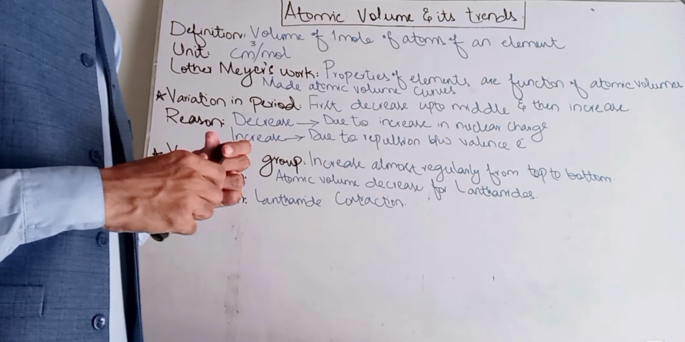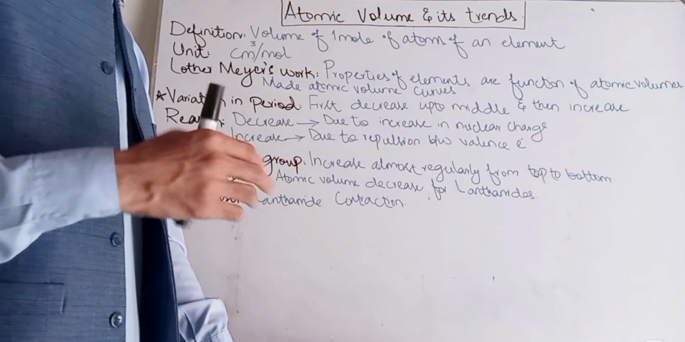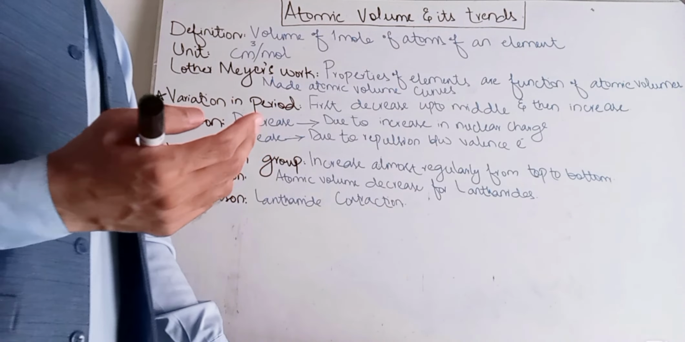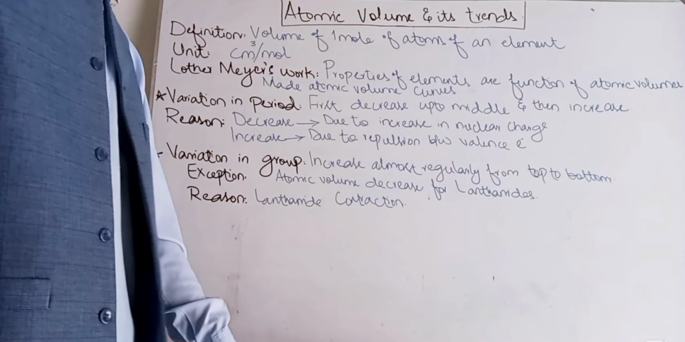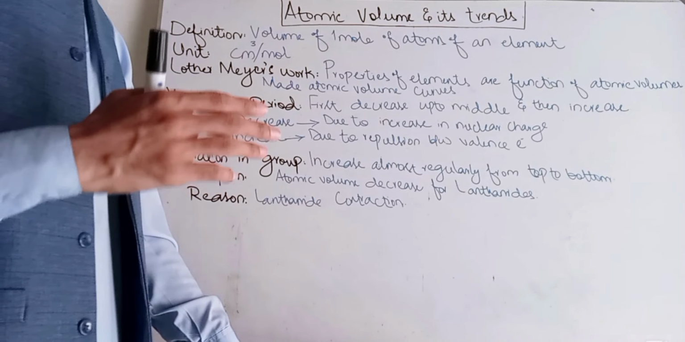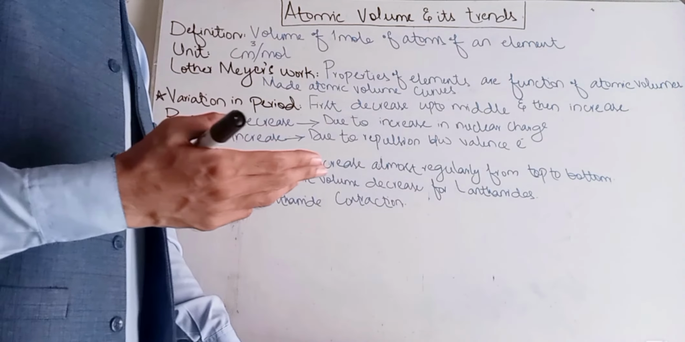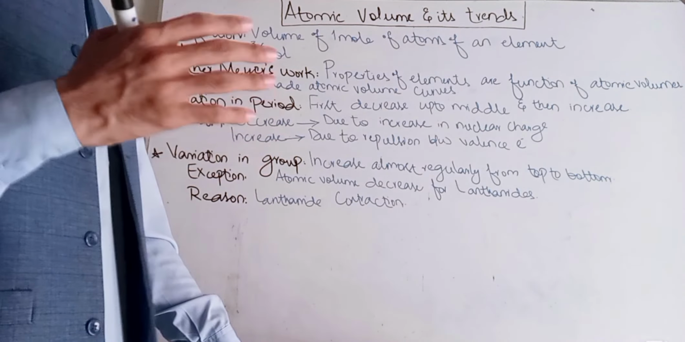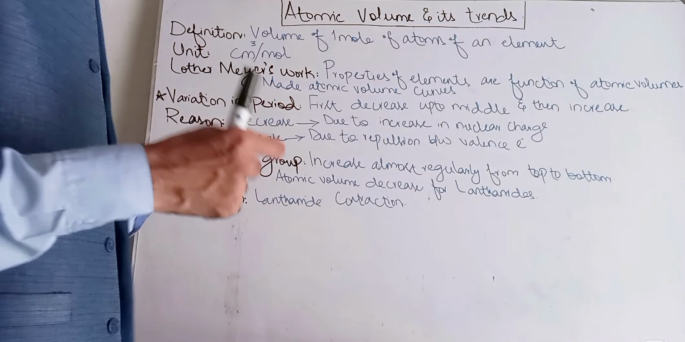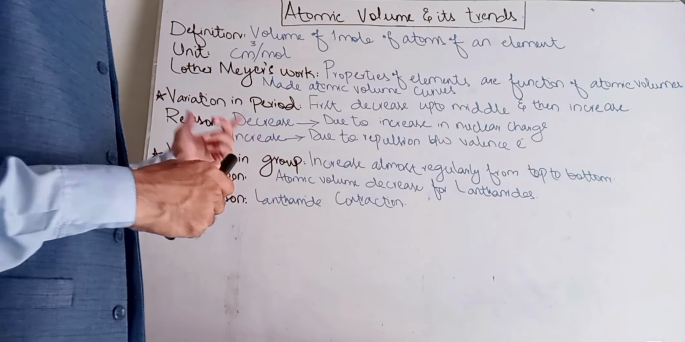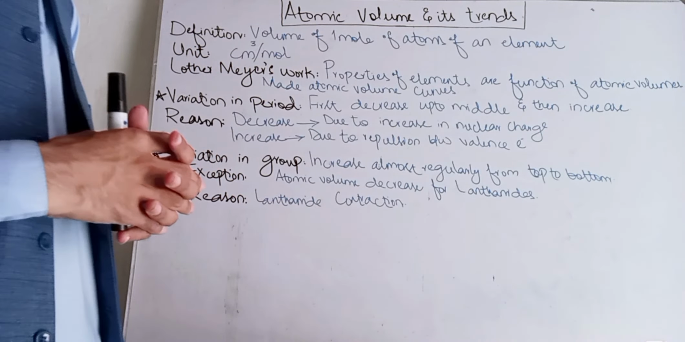In today's lecture, we are going to talk about the atomic volume and its trends. So first of all, we must know what atomic volume is. Volume of 1 mole of atoms of an element. So basically, atomic volume is the volume occupied by 1 mole of the atoms of an element. It means that the volume occupied by the Avogadro number of atoms is called the atomic volume. And the unit of the atomic volume is centimeter cube per mole.